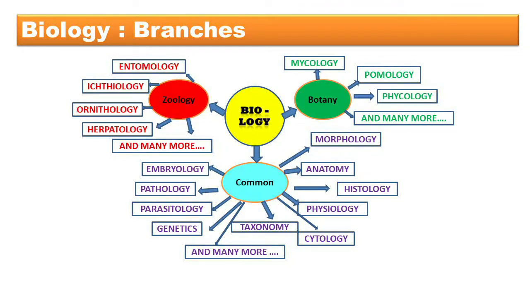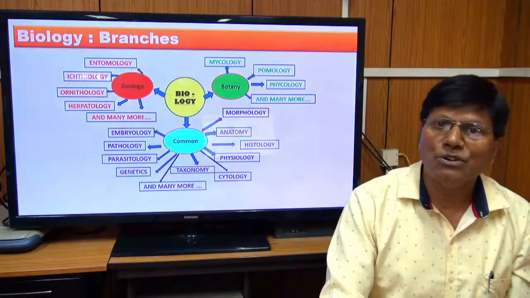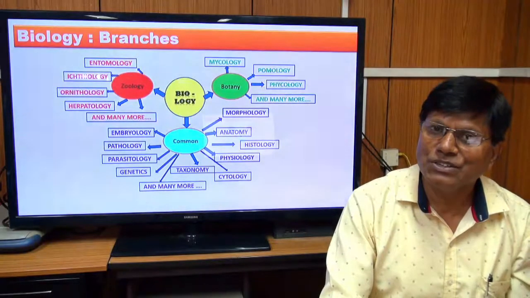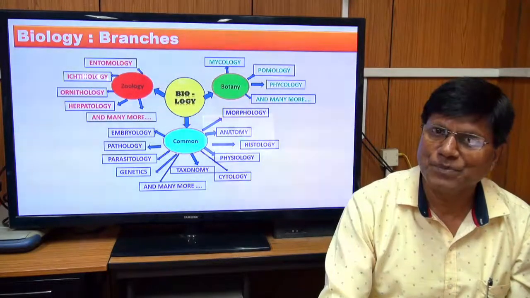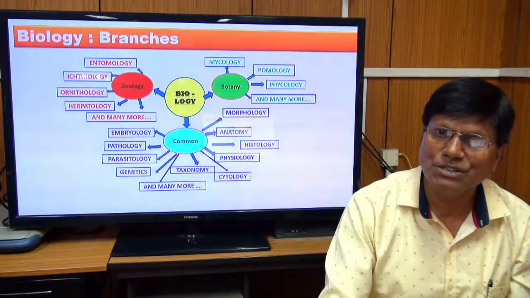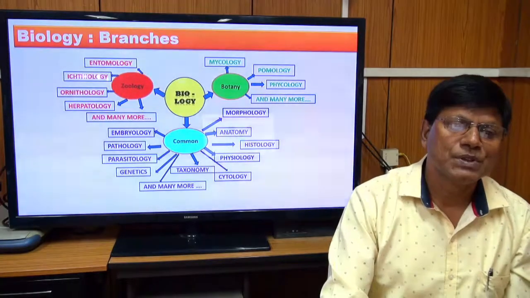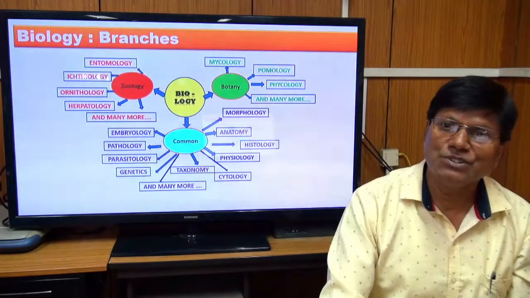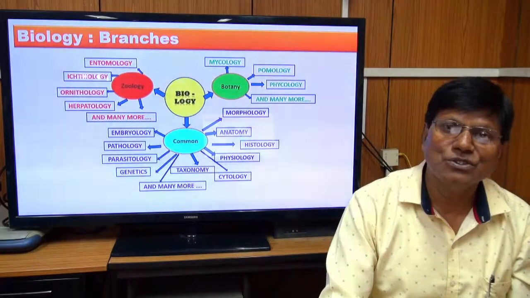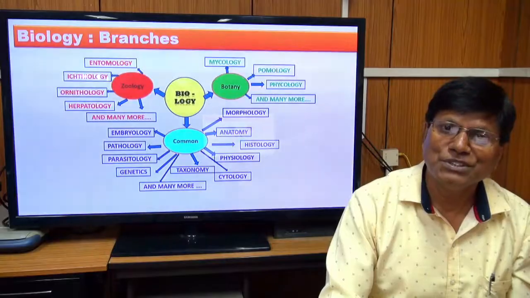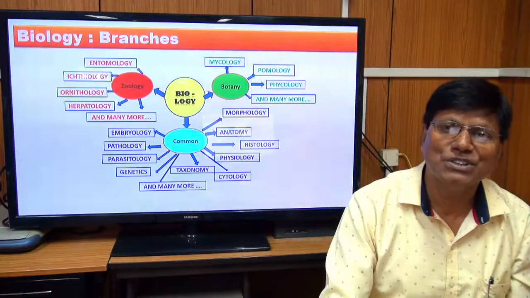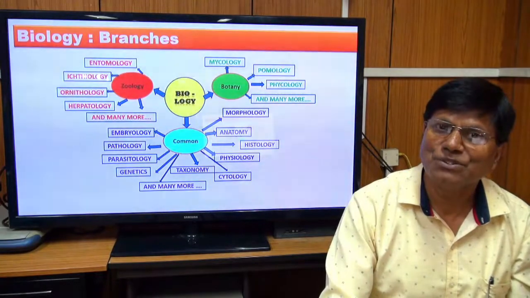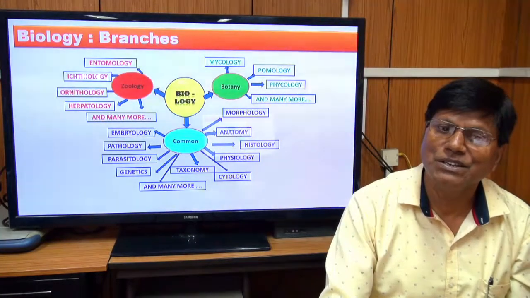Coming to biology. As I told, biology contains two major components: living means animals and plants. The science which deals with animals is called zoology. Zoology includes two terms, zoon and logos. Zoon means animal and logos means to study. So the study of animals is called zoology, and the branch of biology which deals with plants is called botany.